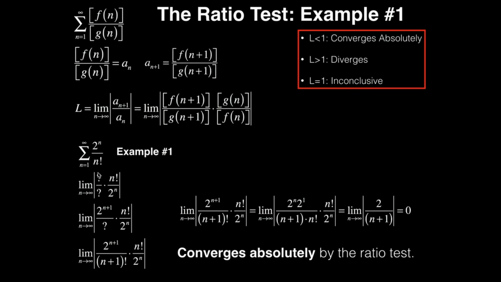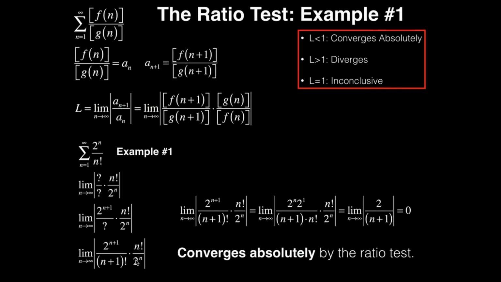What goes on this top question mark? Well, that's going to be 2 to the n, but we have to put that plus 1 in there. So it's going to be 2 to the n plus 1, right? Notice how it's diagonal from the original 2 to the n. What goes here in the denominator for n factorial? Well, it's going to be n plus 1 factorial. So this is our limit. It's the limit as n goes to infinity of 2 to the n plus 1 over n plus 1 factorial times n factorial over 2 to the n.